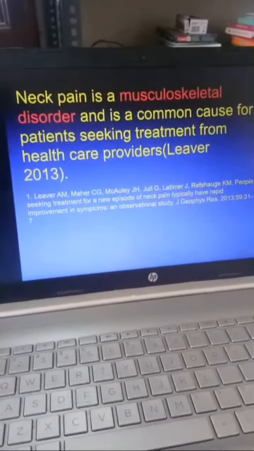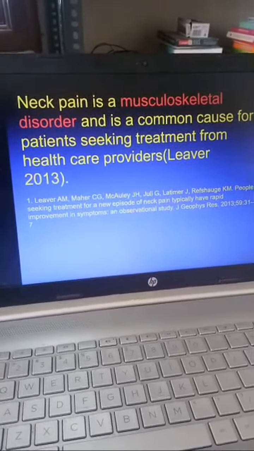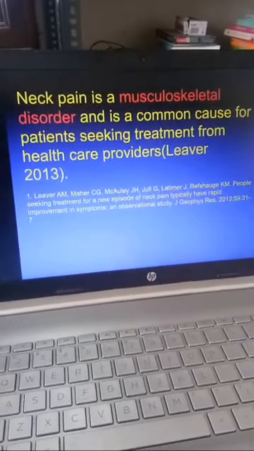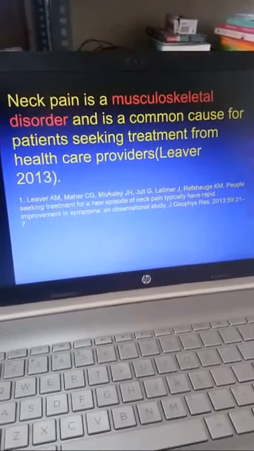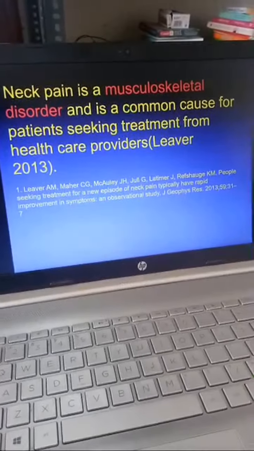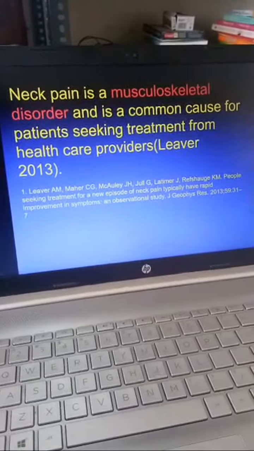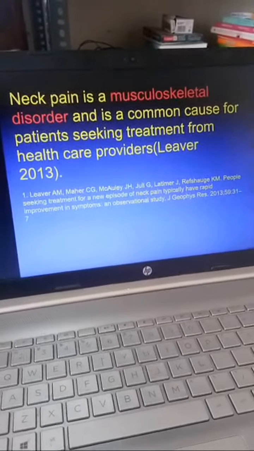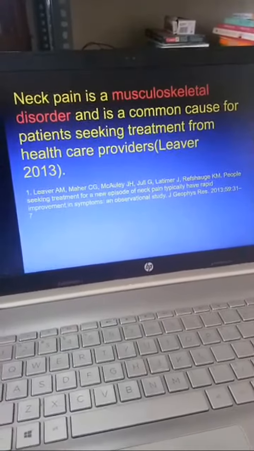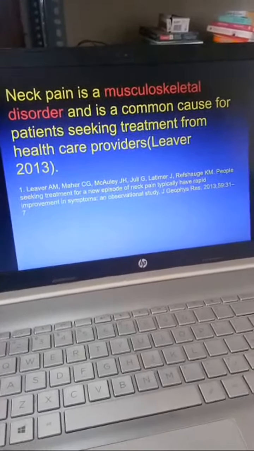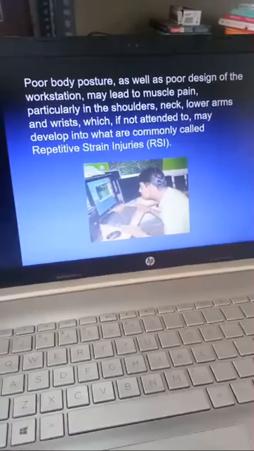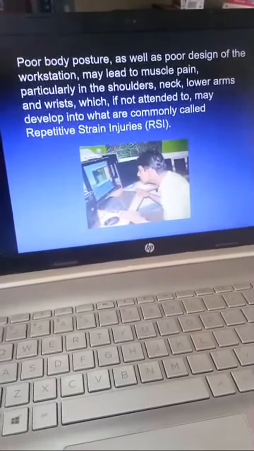Neck pain, as I said, is something for which the physiotherapist very frequently has to see patients. And earlier, in the first part, I explained the palpatory landmarks, and I already demonstrated them on the skeleton, and that will soon be available for reference on YouTube. And this poor body posture as well as poor design of the workstation.